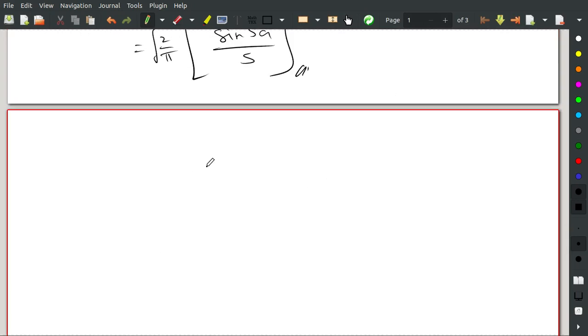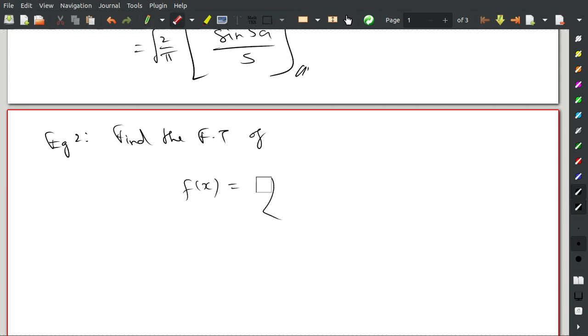Let me work out the next example, which is example 2 in the book. It reads: find the Fourier transform of f of x, which is defined as 1 minus x square for mod x less than or equal to 1, and 0 for mod x greater than 1.